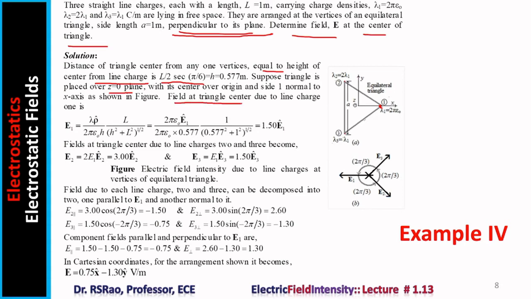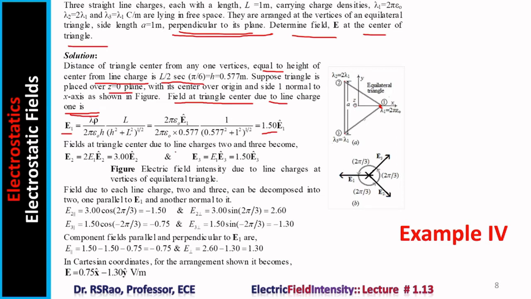Field at the triangle center due to line charge 1. This one at the center is E1 equal to lambda rho cap by 2 pi epsilon naught h, times L by square root of h square plus L square. Substituting the given data, one can get it equal to 1.50 E1 cap. E1 cap means the unit vector along the direction of the field due to line charge 1. So one can notice it is along the x direction.